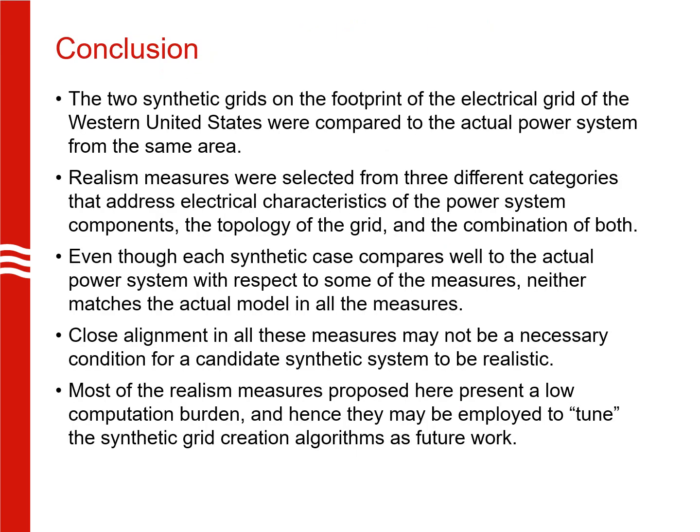To conclude, we have compared two synthetic grids on the footprint of the electrical grid of the Western United States to the actual model of the same area. Realism measures were selected from 3 different categories. Even though each synthetic case compares well to the actual model with respect to some of the measures, neither matches the actual model with respect to all the measures. And we should mention that close alignment with respect to all the measures is not a necessary condition for a synthetic case to be realistic. And since most of these measures have low computational burden, they can be used to tune the synthetic grid creation algorithm as future work.